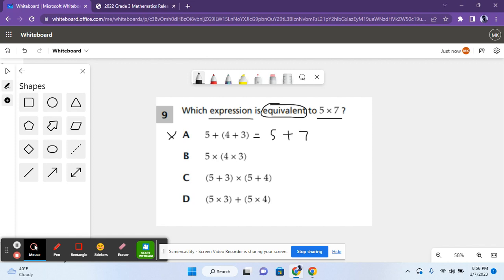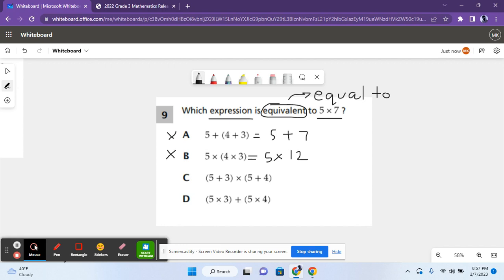For B, it says 5 times, open parentheses, 4 times 3, close parentheses. So for this, you also need to find what's in the parentheses. Parentheses always comes first. 4 times 3 is 12, so it's 5 times 12. 5 times 12 is going to be a lot greater than 5 times 7, so B is not the correct answer. By the way, equivalent means equal to.